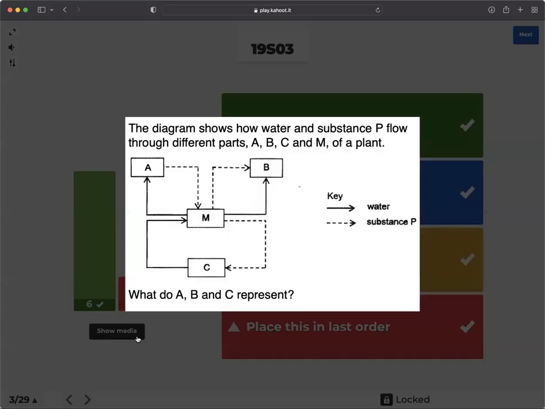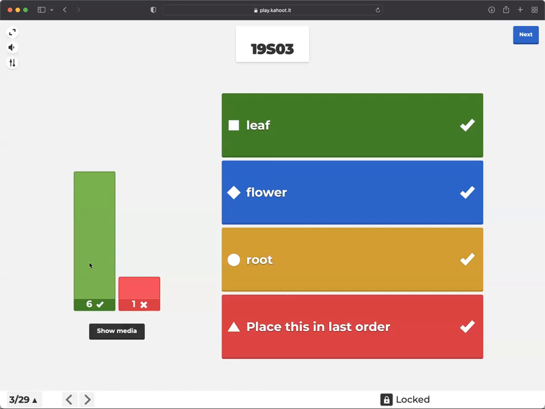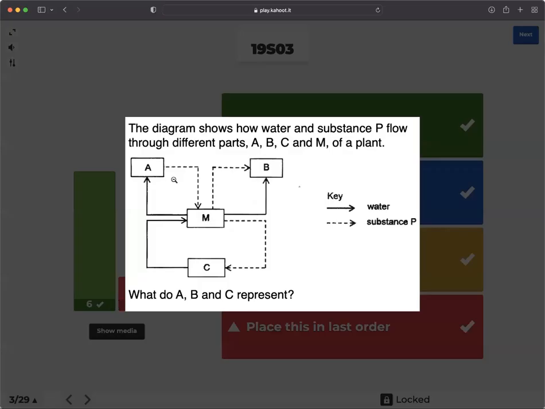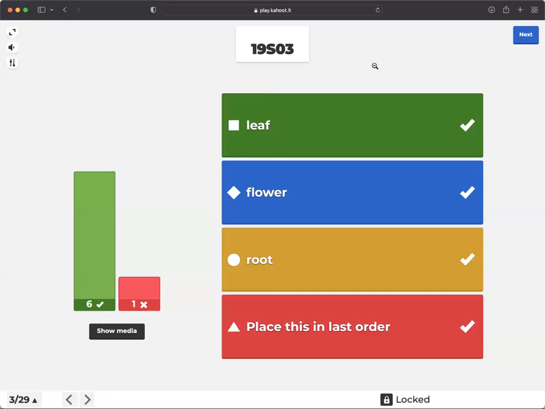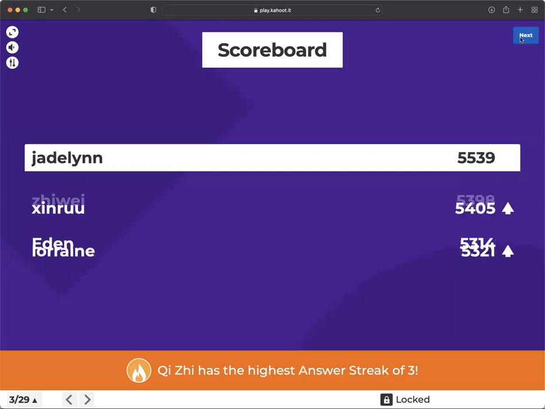Okay, so for this question, you can see over here, A, B, C. What do A, B, C represent? Okay, 6 of you got this question wrong. Who got this question wrong? It should be leaf, flower, and the root. So A is the leaf, B is the flower, and C is the root. You know why? Okay, Rainy pressed wrongly. Hey, Rainy, look carefully, can. Next question.